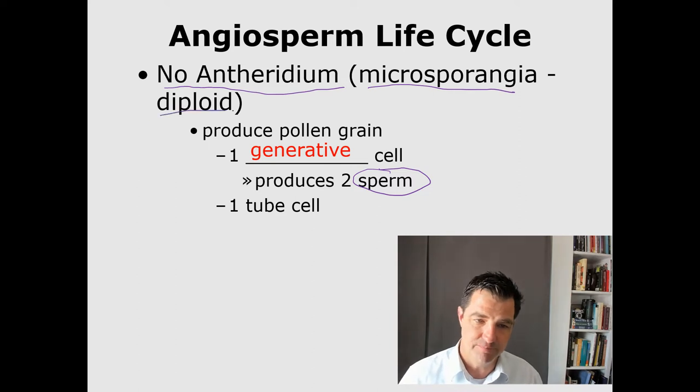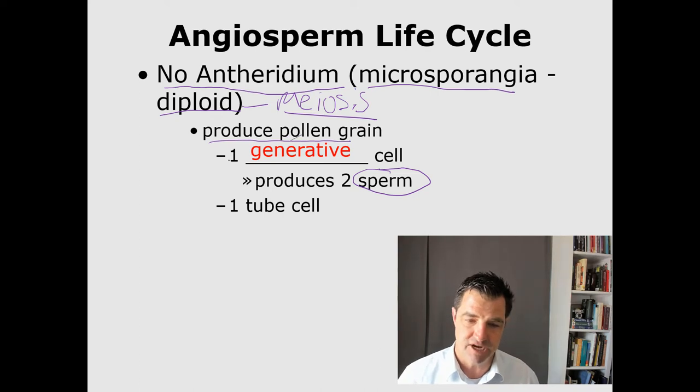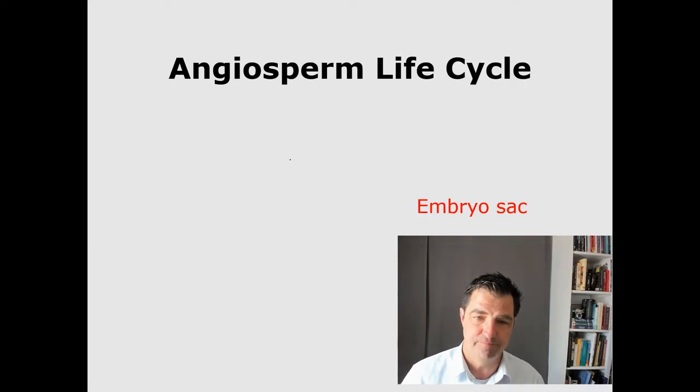It's diploid, and the diploid cell can go through meiosis and produce haploid cells. So the microsporangia is going to produce what's called a pollen grain, and that pollen grain is going to consist of a couple different cells. One is going to be called a generative cell, and that generative cell is going to produce two sperm, and another cell that's going to be produced is called a tube cell.